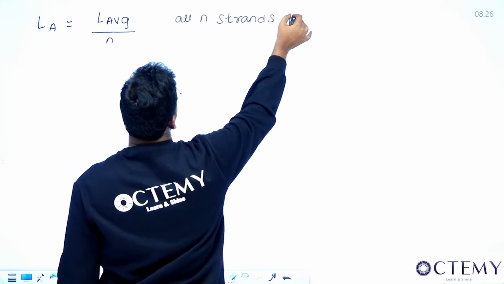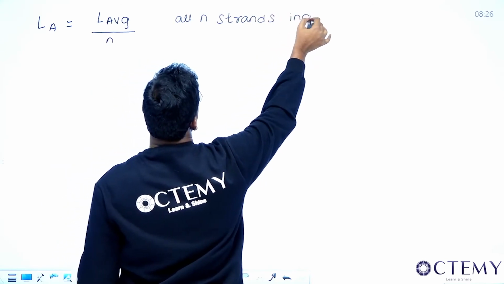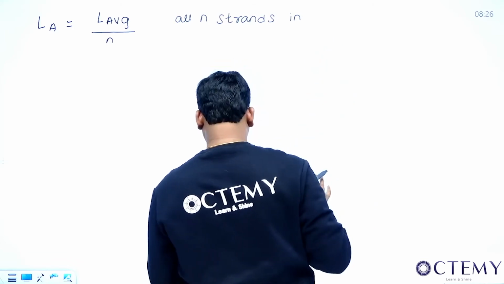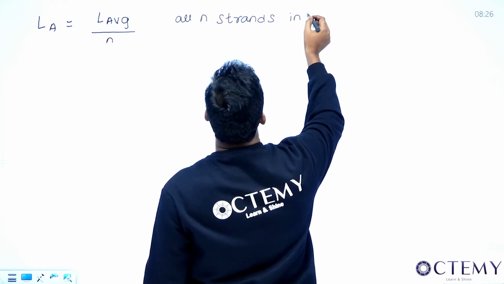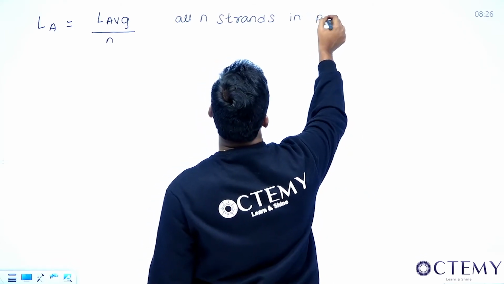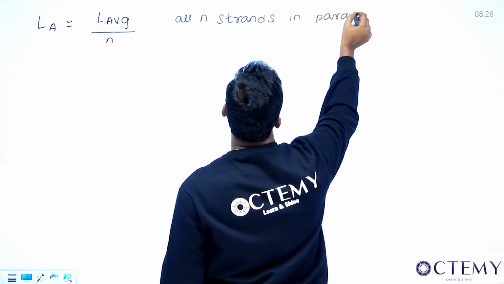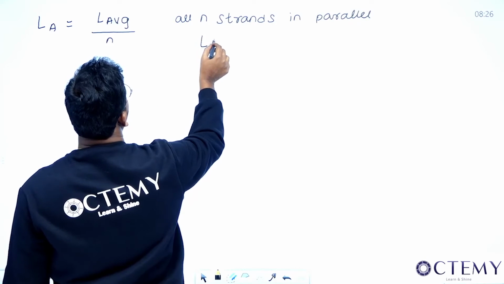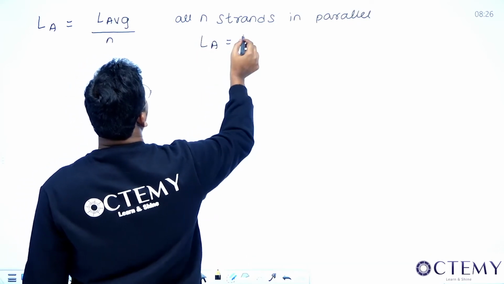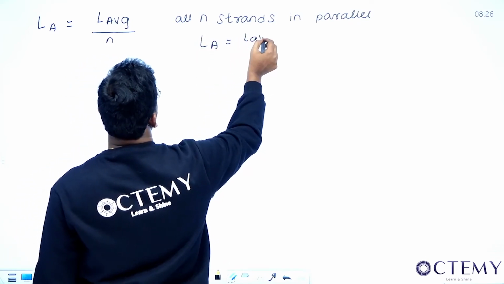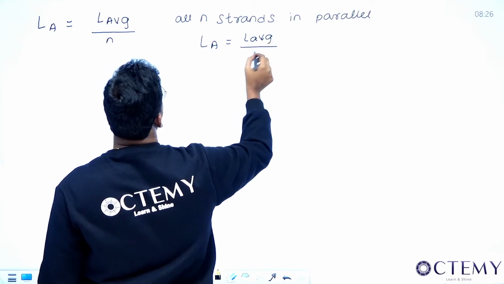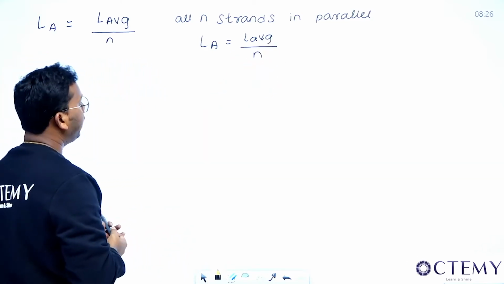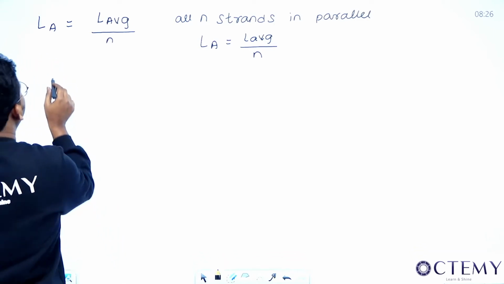All N strands in parallel. Therefore, what will happen? LA is equal to L average divided by N. Because whenever you have inductances in parallel, they'll just get divided by N. So LA will be equal to what?